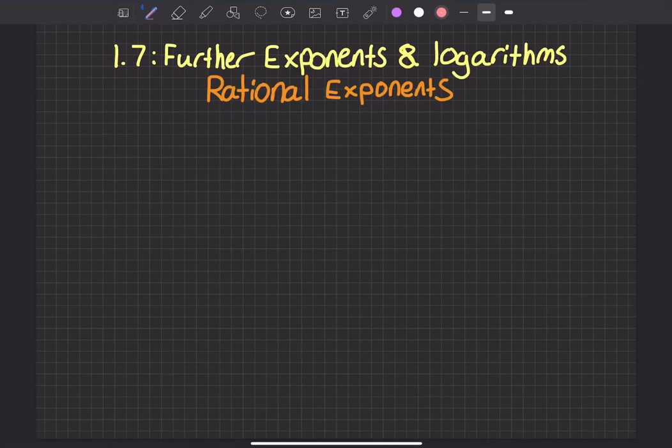Hey guys, in today's video we'll be covering Unit 1.7 of the Math AA SL and HL course, which is further exponents and logarithms. This subunit is essentially building upon what we learned in Unit 1.5, so I'd recommend watching that video before going here.